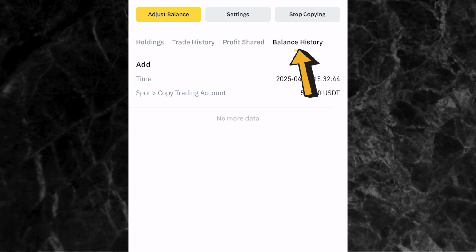And if you come here to where you have balance history, this is where you'll be able to see how much you transferred in and out of the account throughout the time you are copying the trader. You can see I've only transferred money into the copy trading account once, which was the $500 I added on the day I started copying this trader. So I've not removed any money, I've not added more money. If you've added more money or removed some money, you'll see the history right here.